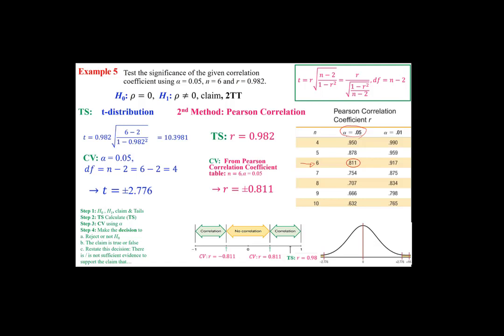And therefore, the decision is clear also. You're way into the rejection region, so reject H0. When you reject H0, the claim becomes true, and that means there is a significant relationship between the two variables, okay? So I hope everybody's clear as to how we arrive at the answer here, okay?